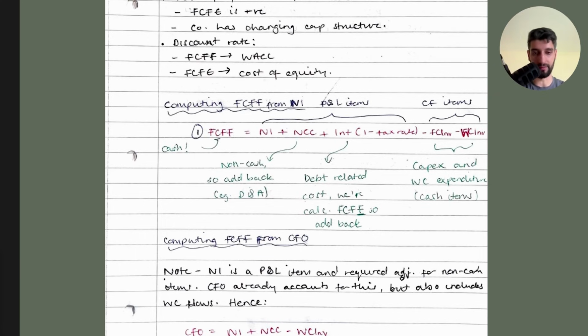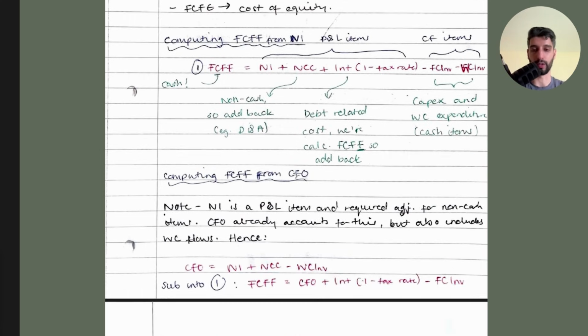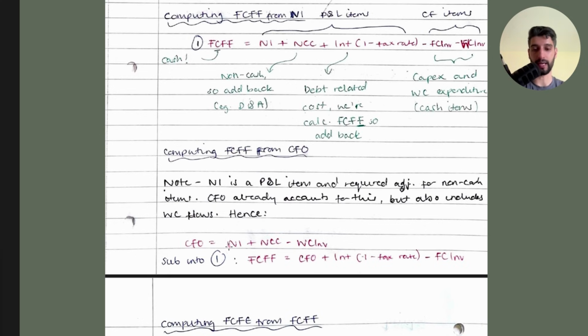Now, the first one is a given. We kind of just have to recall this, but make sure we have the logic down. But as we now move to the various permutations, we'll see that if we understand the logic, we don't have to memorize them all. So let's look at how we compute free cash flow to the firm from CFO. And immediately I've left myself a note to say net income is a P&L item and required adjustments for non-cash items, which we saw here. CFO already accounts for this, but also includes working capital flows. Hence, if we know that CFO equals net income plus NCC, or non-cash charges, minus working capital investment, all we do is simply sub it in to this formula here, and then we know how to calculate free cash flow to the firm from CFO.